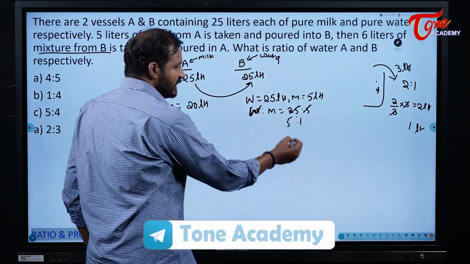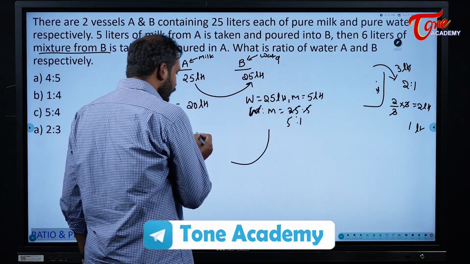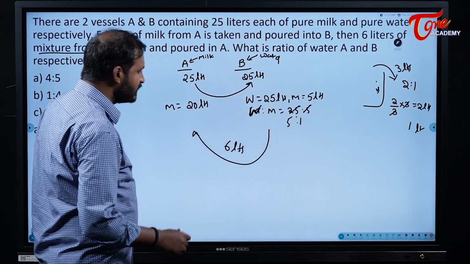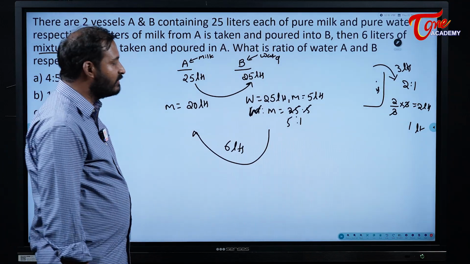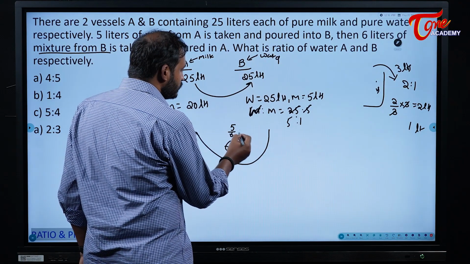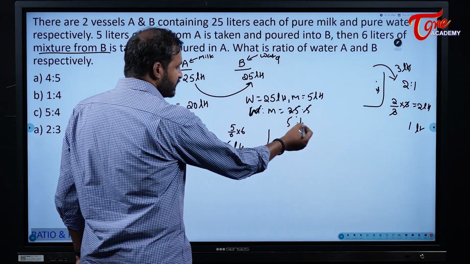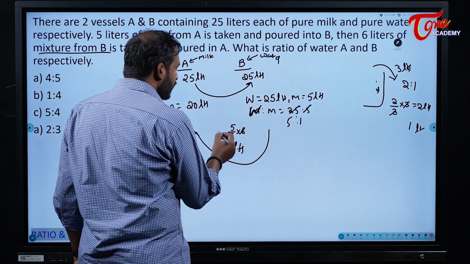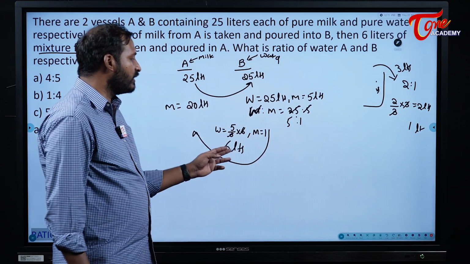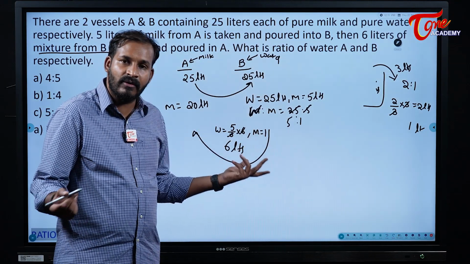So, when I draw 6 liters from this, that means when I pour 6 liters from this one to this, in these 6 liters, what is the water quantity and milk quantity I will have? I will have 5/6 into 6 liters. 5/6 means 5 parts out of 6 parts. Water will be 5 liters. When it comes to milk, it will be 1 liter. Why? Because out of 6, if water is 5 liters, 1 liter will obviously be milk.